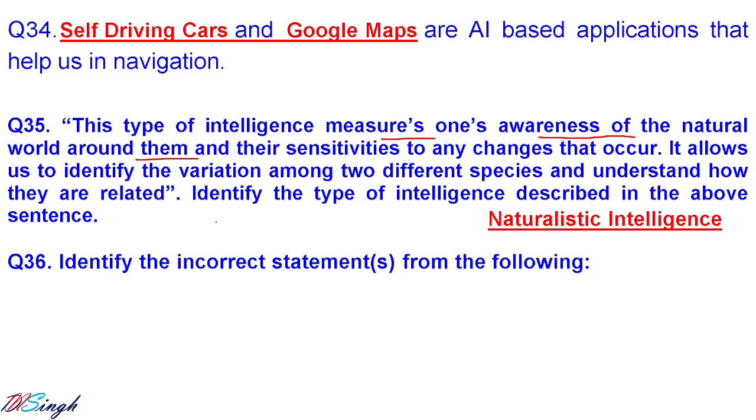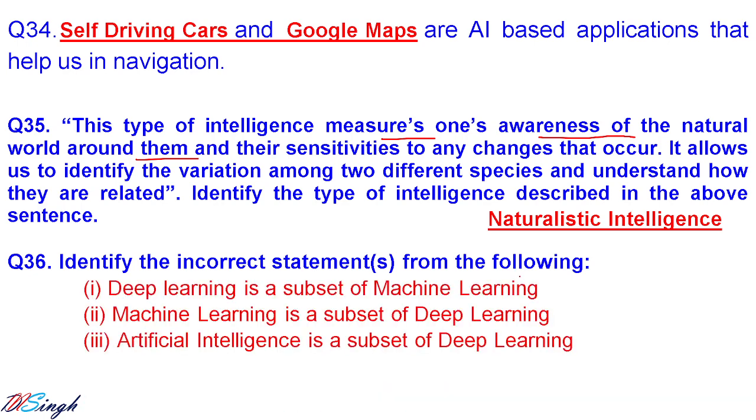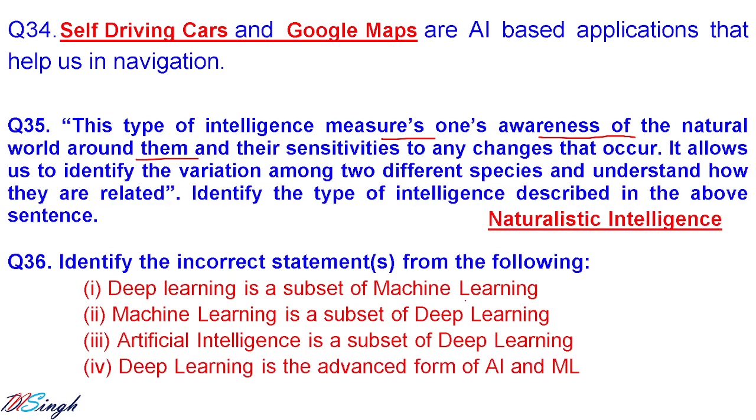Identify the incorrect statement from the following. There are four options available. Deep learning is a subset of machine learning? No. Machine learning is a subset of deep learning, that is the incorrect statement. Artificial intelligence is a subset of deep learning? Artificial intelligence is not a subset of deep learning. Deep learning comes under artificial intelligence. Deep learning is an advanced form of AI and ML. So the correct answer will be the third one: artificial intelligence is a subset of deep learning.